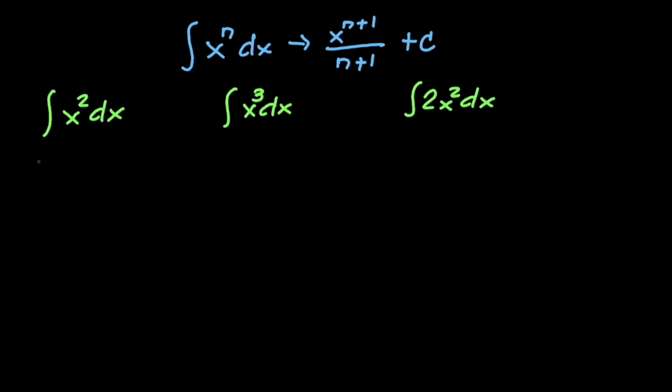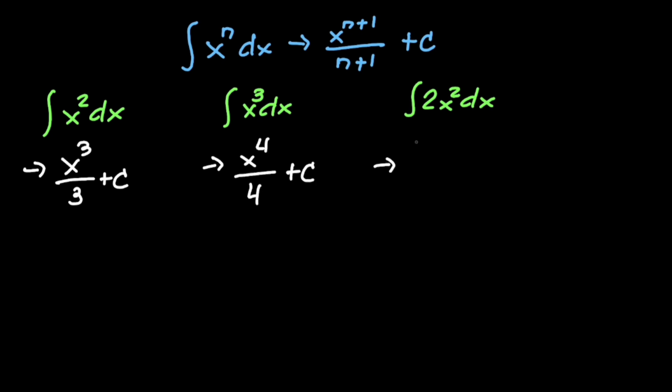Let's talk about the simple power formula for integration. The formula is the integral of x raised to the power of n dx, which equals x raised to the power of n plus 1 over n plus 1, plus c. The integration of x squared will be x cubed over 3 plus c according to the formula. Now, the integration of x cubed will be x raised to the power 4 over 4 plus c.